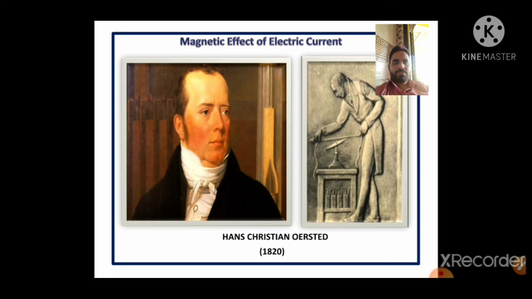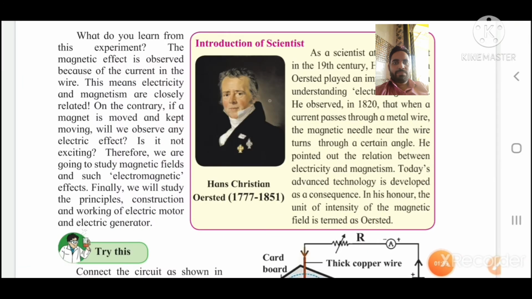So let us first understand some introduction of Hans Christian Oersted. Hans Christian Oersted, 1777 to 1851. As a scientist at the forefront in the 19th century, he played an important role in understanding electromagnetism. Electromagnetism means that because of the electric current, a wire behaves like a magnet. This process is called electromagnetism. He performed this experiment in 1820 by accident, by chance. It was not his purpose to do this experiment, but by chance it was performed.